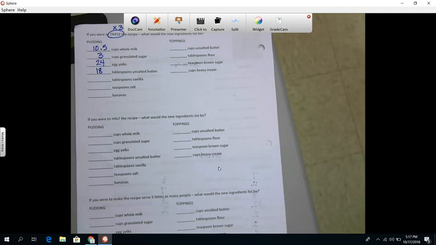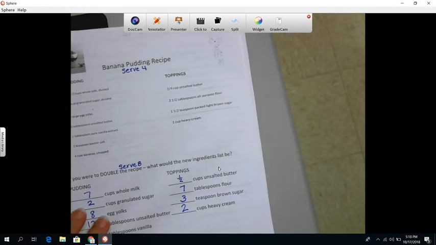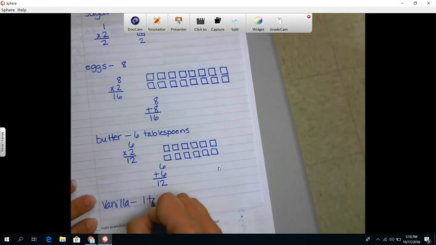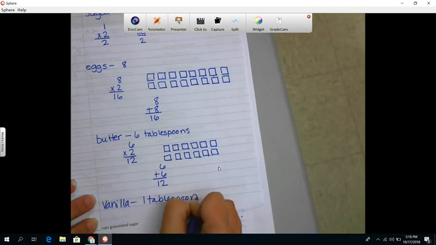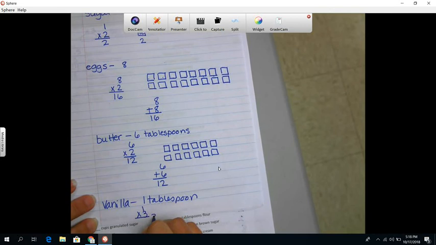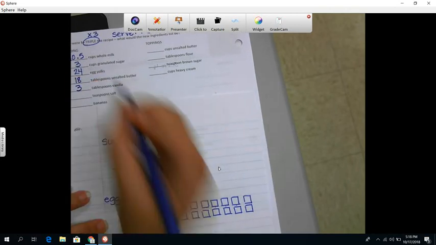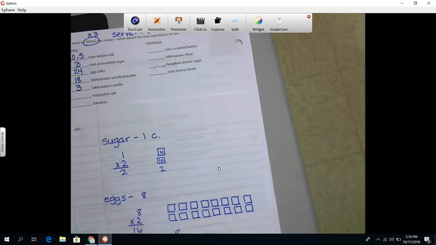And vanilla. Our vanilla from before, let's go back and look. Vanilla, we needed 1 tablespoon. So for our vanilla, 1 tablespoon, we're doing 3 times more. So we're doing 1 times 3 is 3. All right, so back up to here. We have 3 tablespoons of vanilla. The next one is teaspoons of salt.